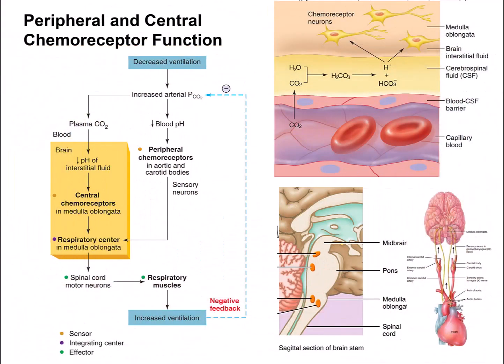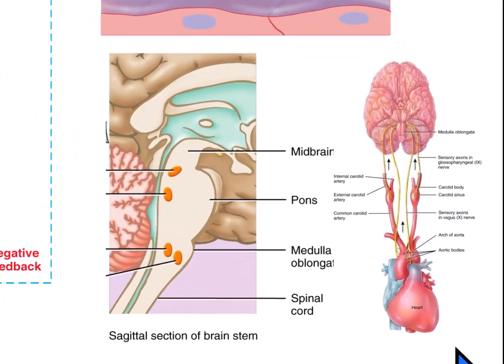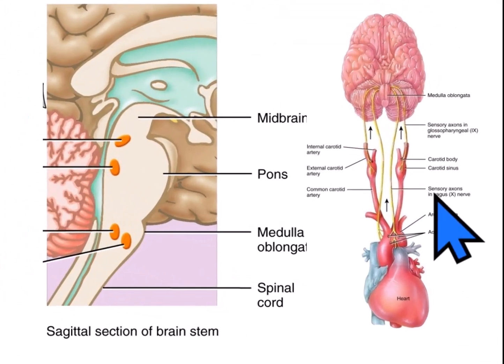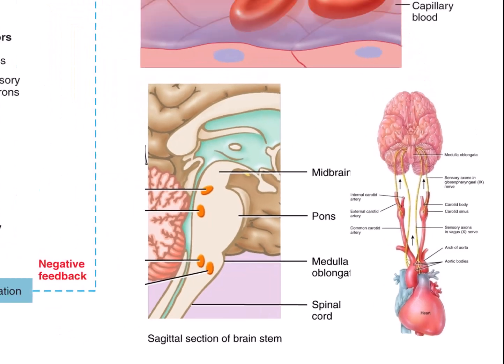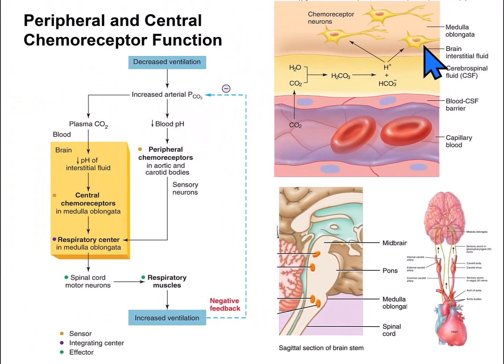In this video, we're going to be going over the peripheral and central chemoreceptor functions. Remember, peripheral chemoreceptors consist of the carotid bodies and the aortic bodies, and they're going to send this information into the medulla oblongata, whereas your central chemoreceptors are actually in the medulla oblongata itself.